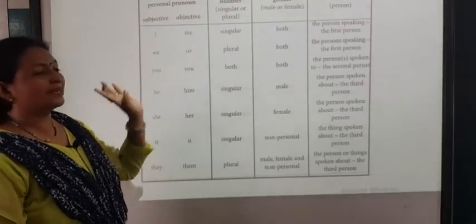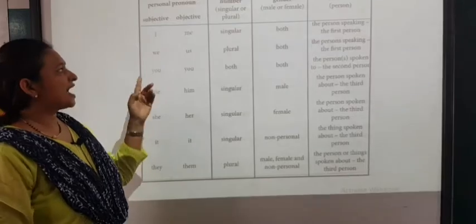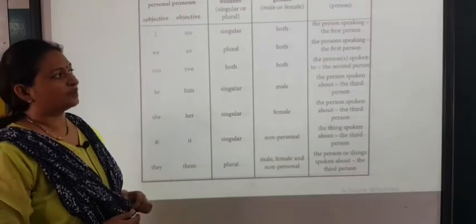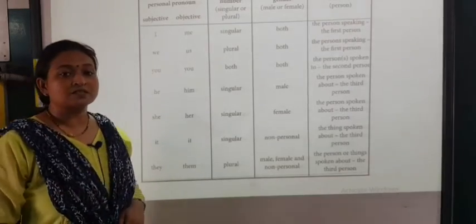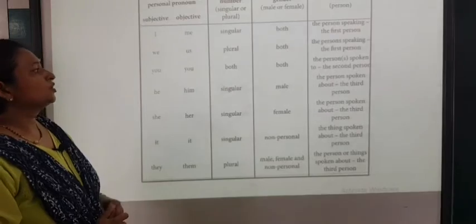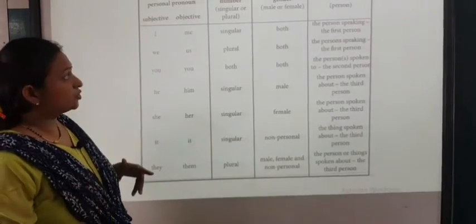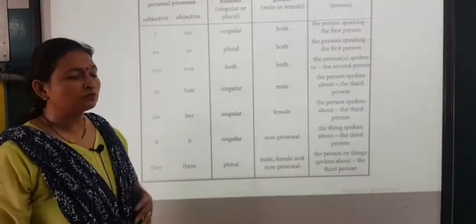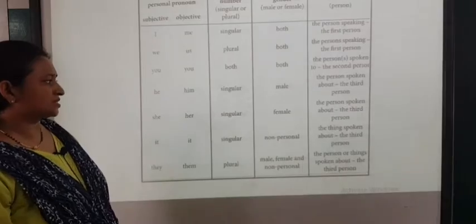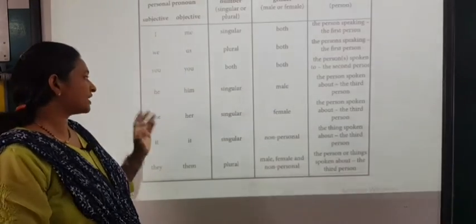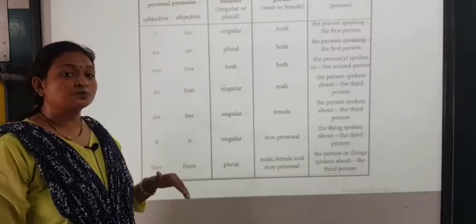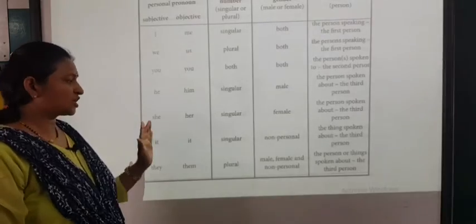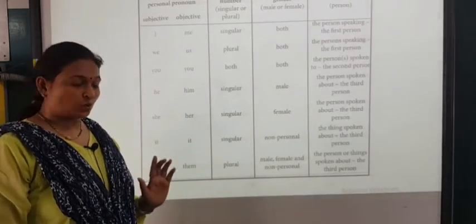Now the number: I is singular, we is plural, and I is used for both male and female, and we is also used for both male and female, and I and we both talk about the first person. You, the objective is also you, singular and plural is also the same, and gender-wise you is used for both female and male, and this is the second person. Now comes the third person. In third person we have he, subject, so what is the object? Him. She, subject, her is object. It, subject, and the object is it only.